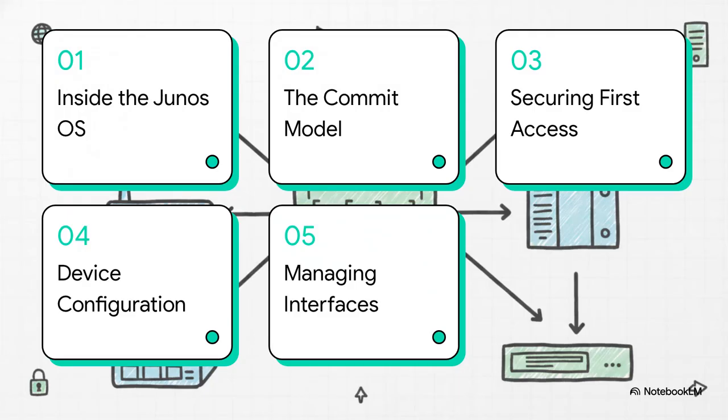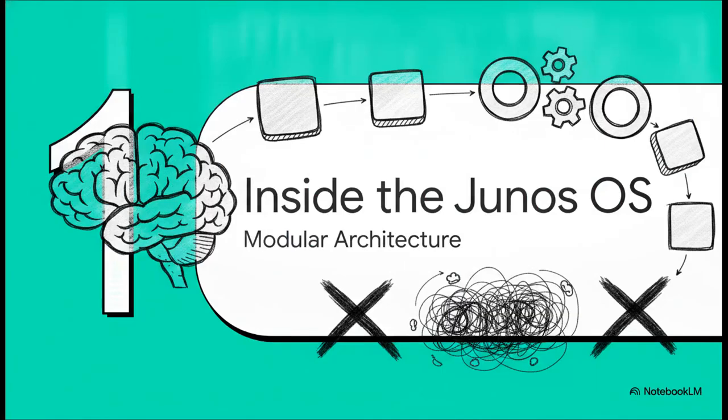Here's the journey we're taking today. We'll start with a high-level look inside the Junos OS, then cover the commit model safety net, securing your first access, essential device configuration, and finally, managing interfaces and users. All right, part 1, inside the Junos OS.